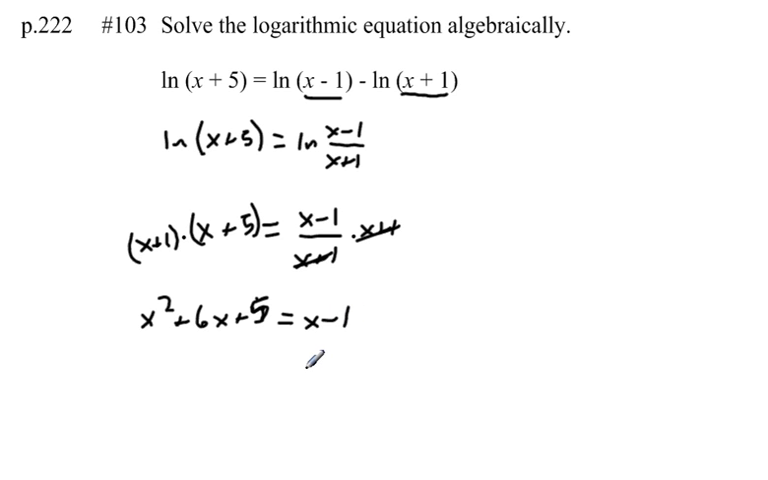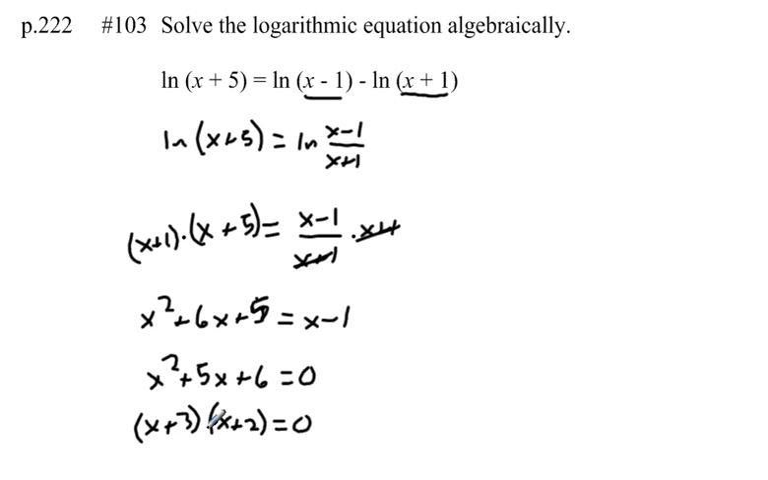Now to solve this, we're going to have to get all of our terms on the same side of the equal sign, set it equal to 0, and then try to factor. So I'm going to subtract x from both sides. Then I'm going to add 1 to both sides. That will give me x squared plus 5x plus 6 is equal to 0. Now let's factor this expression. Factoring this gives me x plus 3 times x plus 2 equals 0. If I set each of these equal to 0, I'll get two solutions here. X equals negative 3 and x equals negative 2.